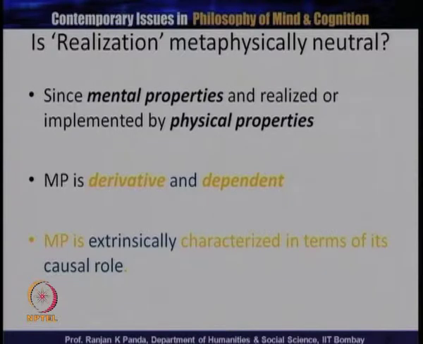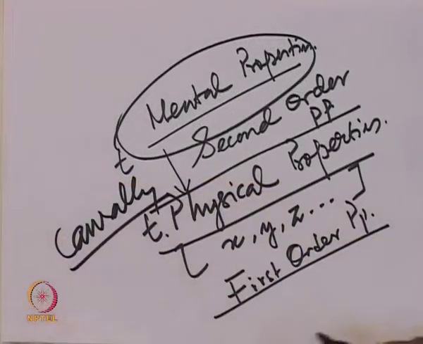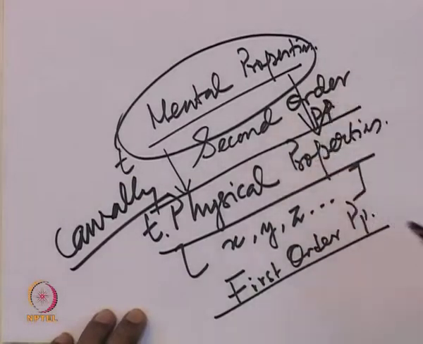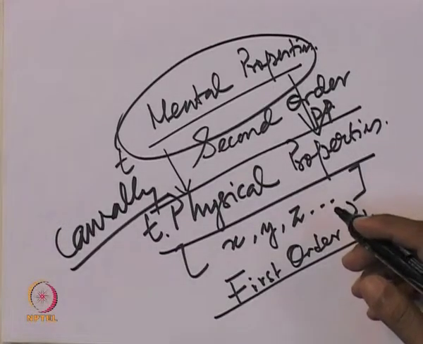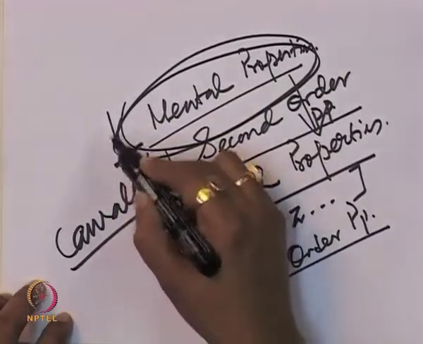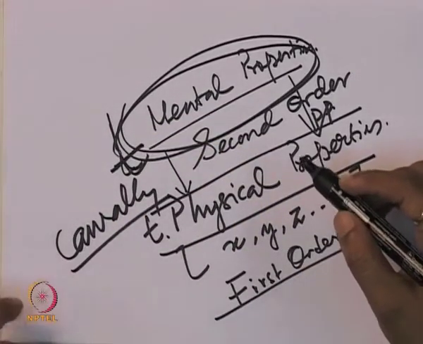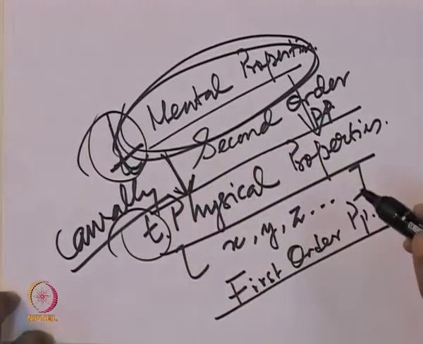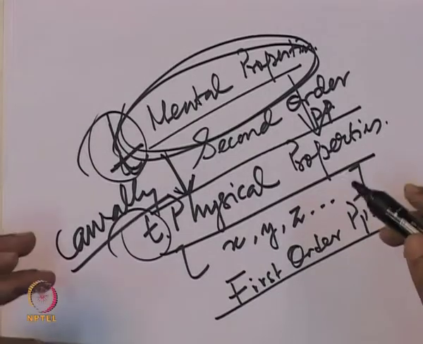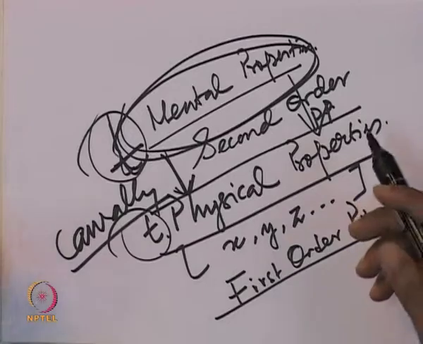Since mental properties are realized or implemented by physical properties, then mental property is a derivative one, it is dependent, we would call it causally dependent. Let us call it a kind of causal dependency, or we can talk about some kind of causal derivation, that these properties which are emerging at the same time t are causally derived, because they are not only correlated, they are co-occurring in the same time.